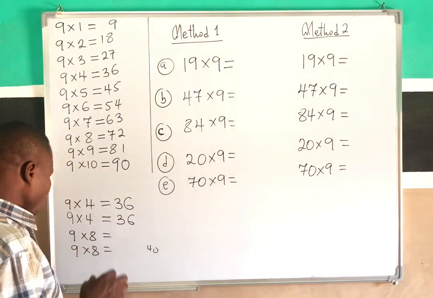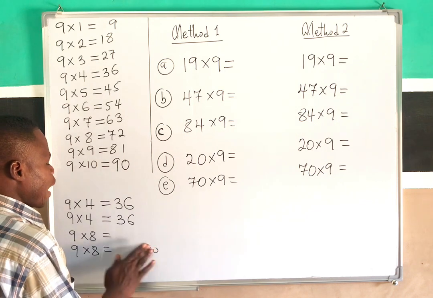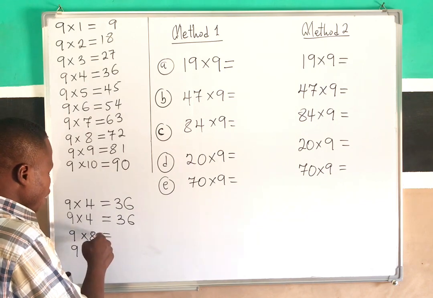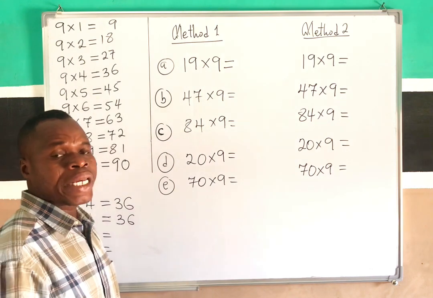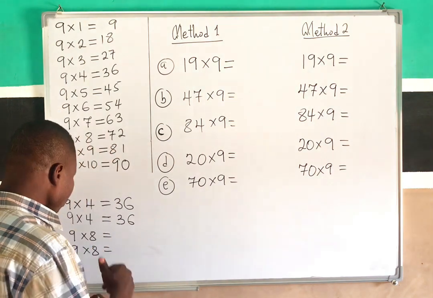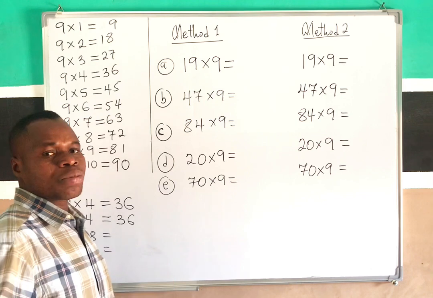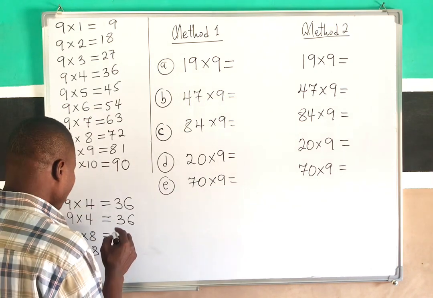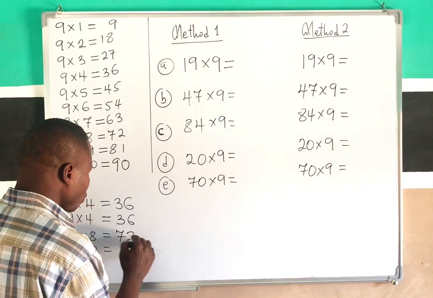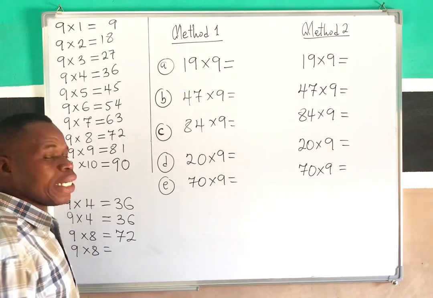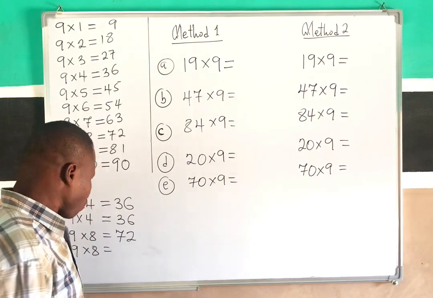Let's look at this particular example too. 9 times 8. For the first method, I'll quickly attach 0 to 8. That will make it 80. Then, after that, I'll subtract 8 again. And 80 minus 8 will give me 72. This simply means that 9 times 8 is 72.